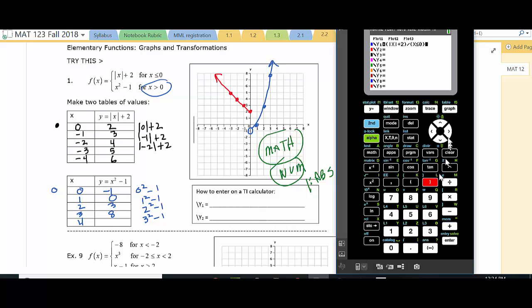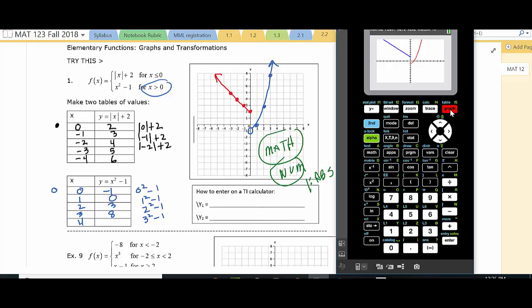Okay? And then for the second one, you would go parentheses x squared minus 1, then close parentheses, and then put the condition in, which is x greater than 0. Okay, so you want to just kind of make a note of where all these buttons are, and if you do that, you'll be fine. Okay, now if I graph that, it should be the same thing we just did. Okay, so it sounds like we did okay. I didn't see too many problems on that, so that's good.